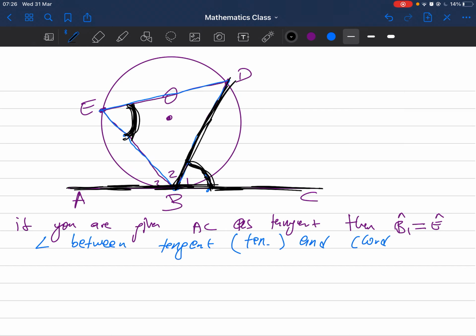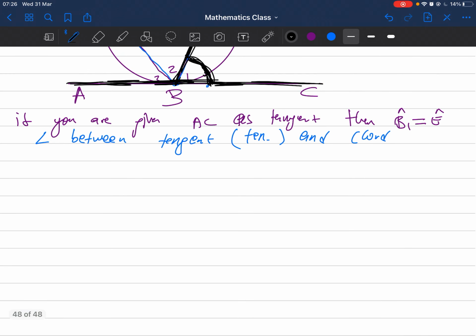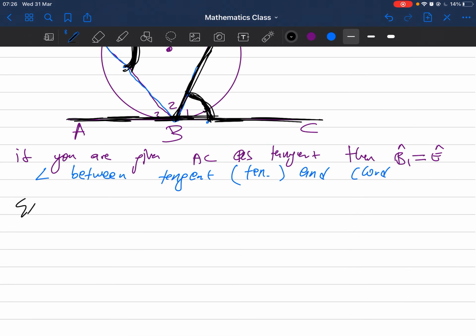I repeat, this angle here, which is an angle between the tangent and the chord, is equal to the opposite interior angle. Right? So that's another theorem. And how will you apply this theorem in a real example? Okay, cool. Let me give you an example.